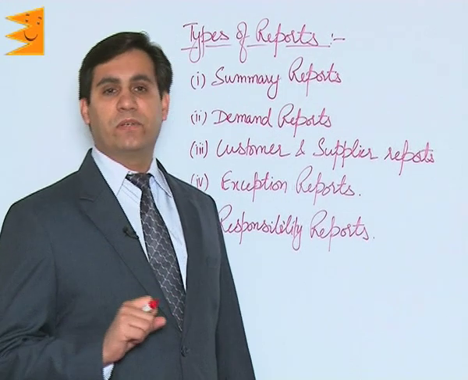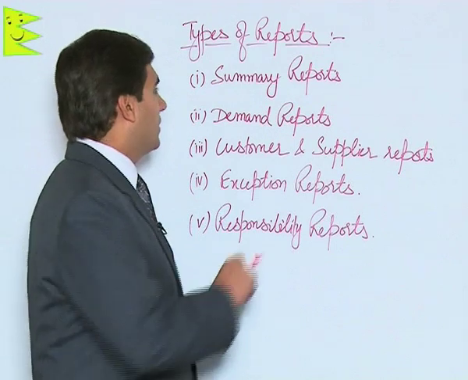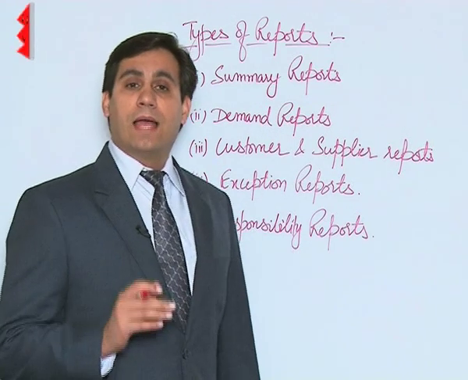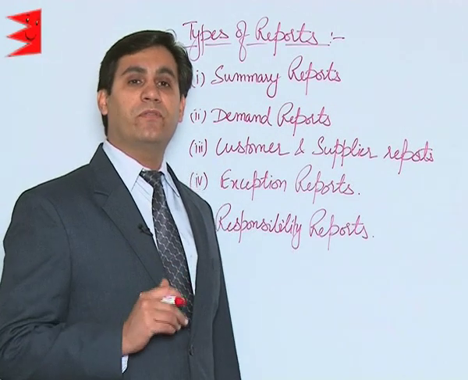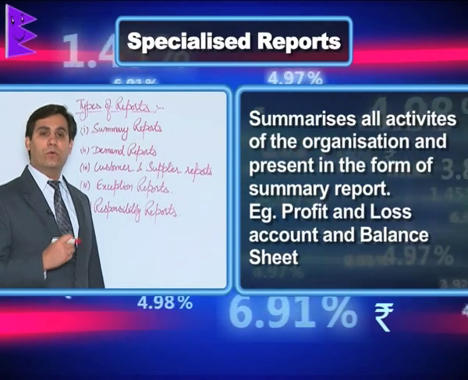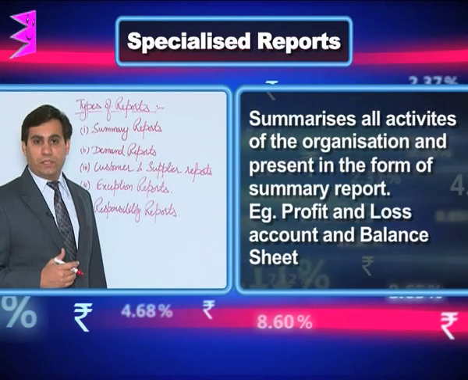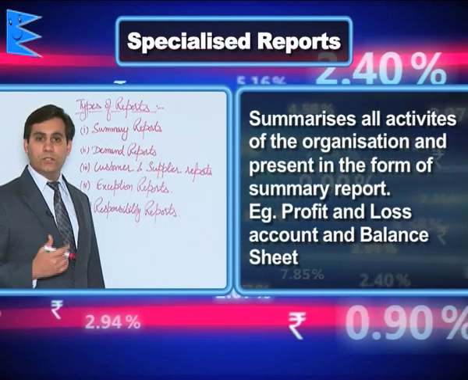Coming to various types of reports in accounting information system. The first type of report is summary reports. As the name suggests, this type of reports summarize the activities of an organization over a particular period and present them for perusal of the management or for internal and external users.